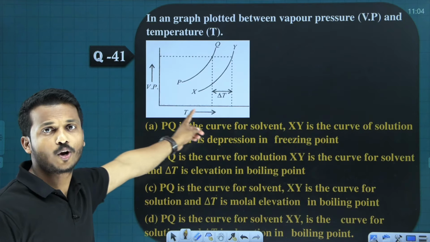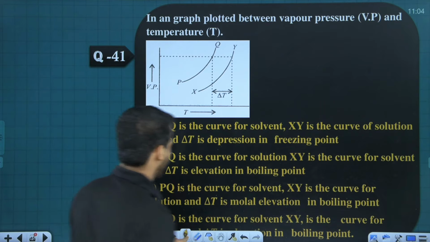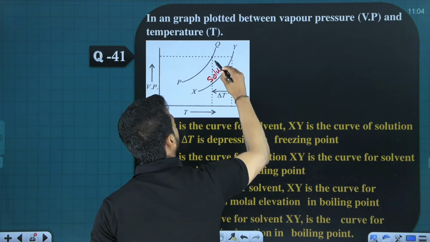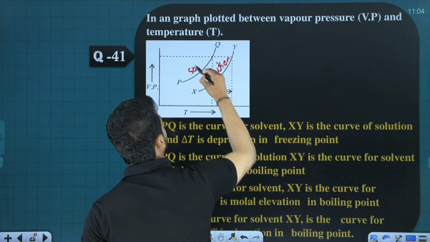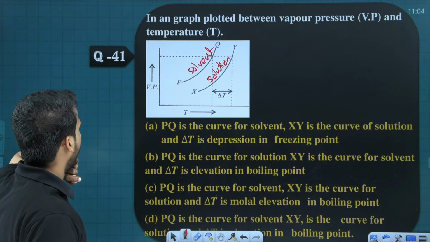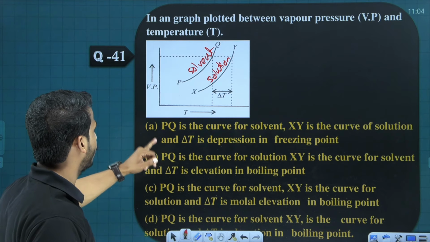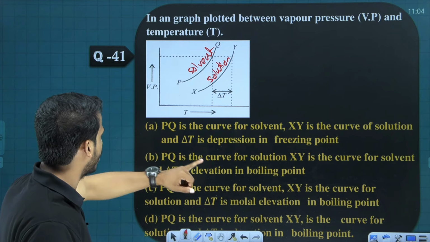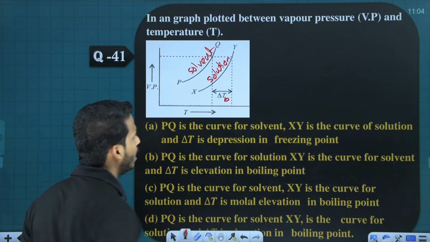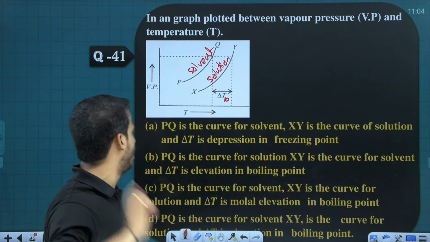In the graph, hope you remember this graph, temperature versus vapor pressure we draw. What does this data represent? We studied this: XY, the right side one, is solution, and the left one is solvent, right? So XY is solution, and PQ is solvent. PQ is the curve for solvent, XY is the curve for solution, and delta T is our delta TB, the elevation in boiling point.